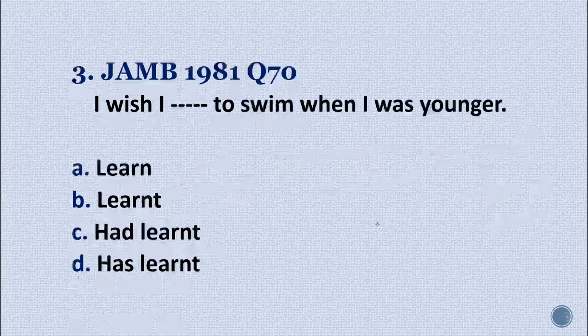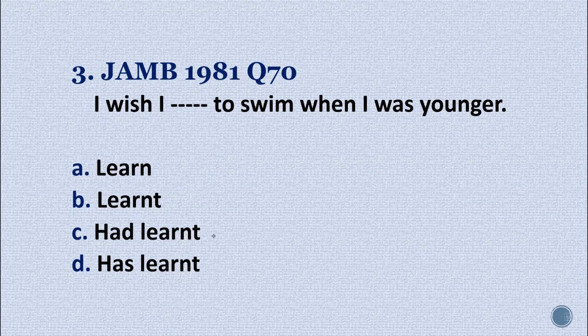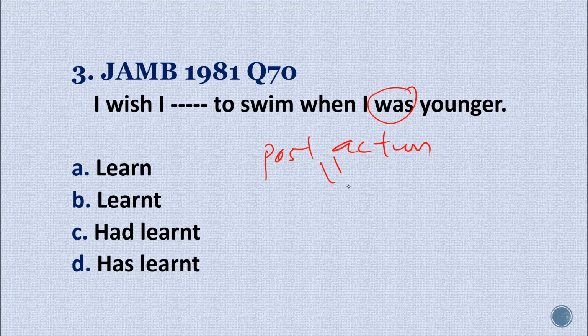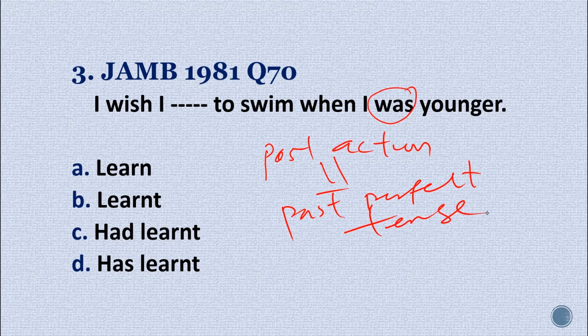Now, I wish I dash to swim when I was younger. In this regard, what is the time of the action? Look at the pointer here, was. So this is a past action. What does a past action go with? It goes with the past perfect tense or the past participle. That's what it goes with.